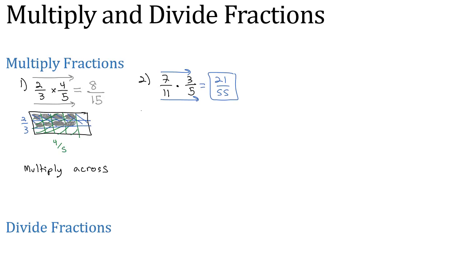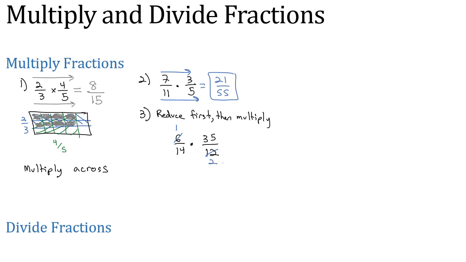But multiplication is unique in that while we multiply across, what we can also do is reduce first, then multiply. In other words, if I have 6/14 times 35/12, we can reduce. The 6 and the 12 are both divisible by 6. 6 divided by 6 is 1. 12 divided by 6 is 2.